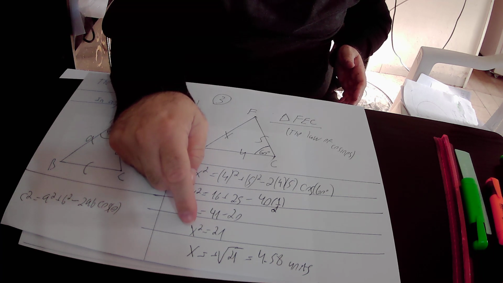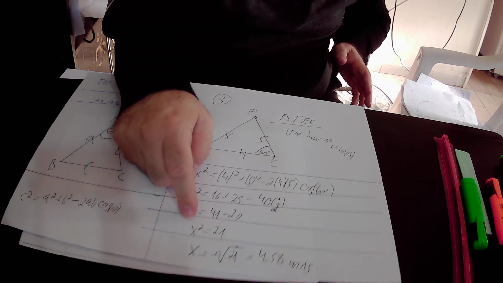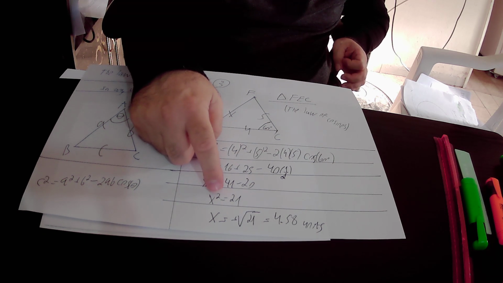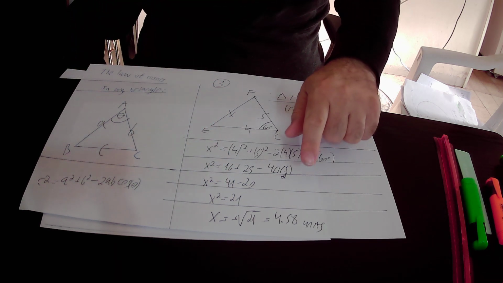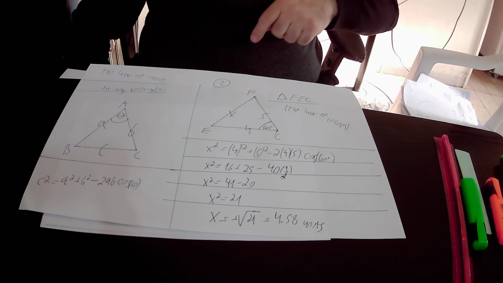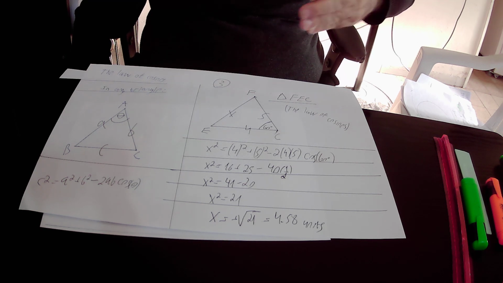So X squared equals 41 minus 20, which is 21. So X squared equals 21. We took the square root of this equation and found that X equals the positive square root of 21, or in terms of numbers, 4.58 units. The reason we took the positive square root of 21 is that X is a length, and as a length, it must be a positive number.